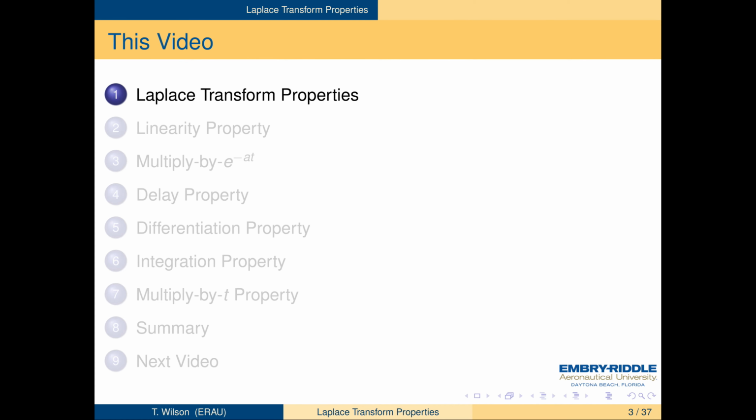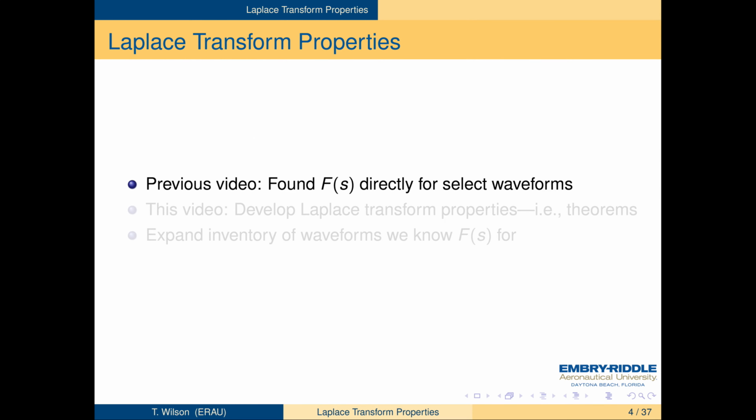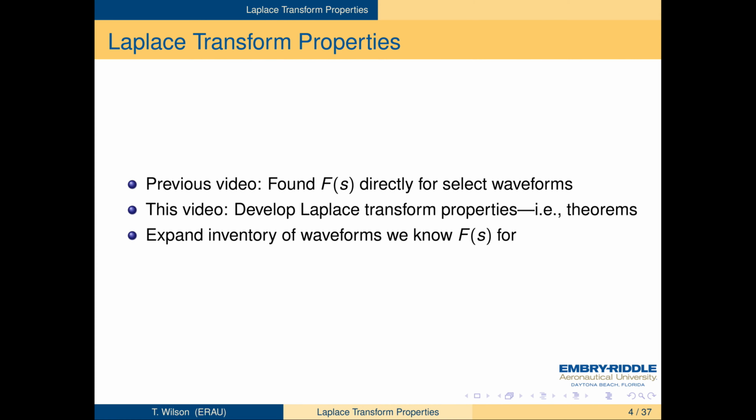Laplace transform properties. Previously, we applied the definition of the Laplace transform directly to find the Laplace transform corresponding to selected waveforms. It turns out that by developing a number of properties for the Laplace transform, what mathematicians would call theorems, we can generate new Laplace transforms from known ones. That's what we want to do in this video. This will quickly let us expand our inventory of waveforms we know the Laplace transform for. These properties have names that vary in detail from one author to another, but are fairly common across practitioners.